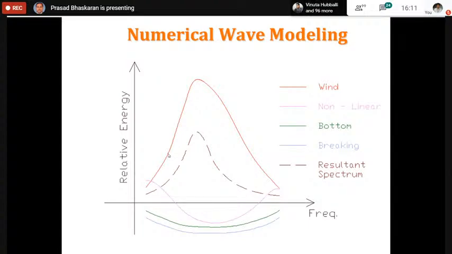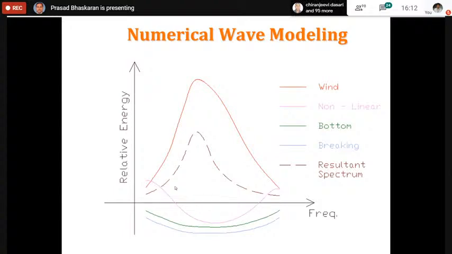So you may have a nonlinear interaction between wavelets, and this nonlinear interaction is the pink color that we see here. So on the low frequency side, the nonlinear wave interaction is contributing to the energy development. But when you come towards the higher frequency side, the nonlinear wave interaction is trying to take away the energy from the wave spectrum. And when you come to the extremely low frequency side, it is again adding the energy. So this is the role of nonlinear wave-to-wave interaction.